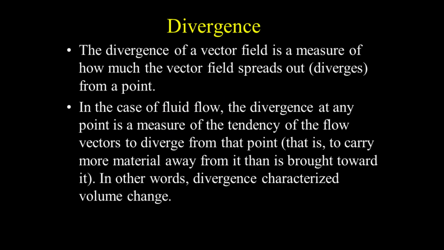The divergence of a vector field is a measure of how much the vector field spreads out or diverges from a point. In the case of fluid flow, the divergence at any point is a measure of the tendency of the flow vectors to diverge from that point. That is, to carry more material away from it than is brought toward it. In other words, divergence characterizes volume change.